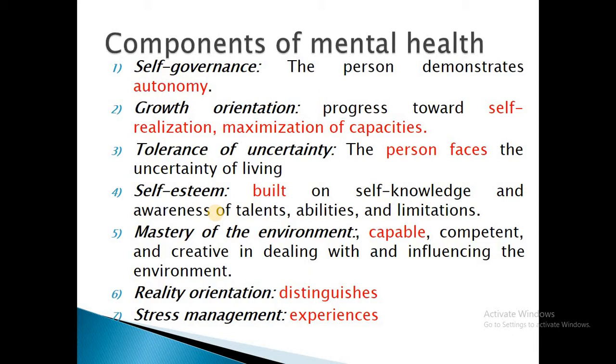What are the components of mental health? As we see, there are 7 components of mental health, beginning with self-governance. What is the meaning of this? It means the person demonstrates autonomy. The person can do everything for herself or help others by himself.